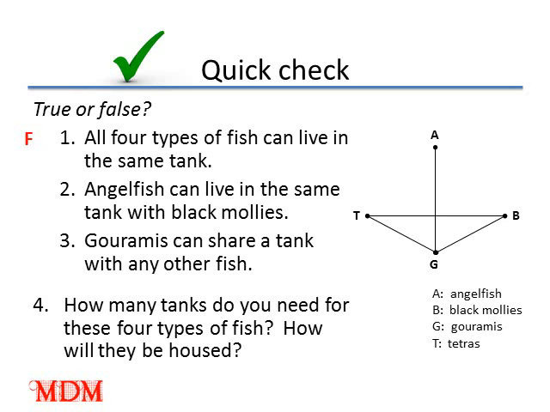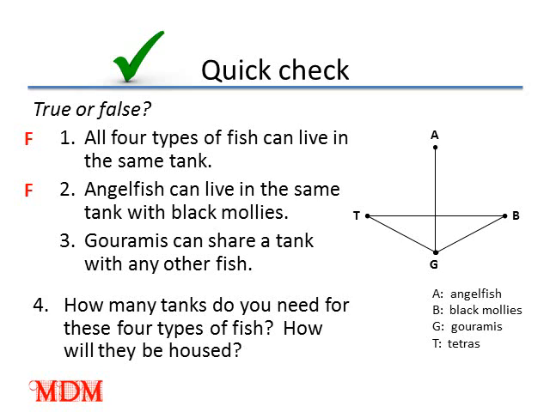The graph indicates that A is connected to G, but it's not connected to either B or T. Therefore, an angelfish and a Gouramis can live together in a tank, but the angelfish cannot live with the Black Mollies or the Tetras. And therefore, number 2 is false.